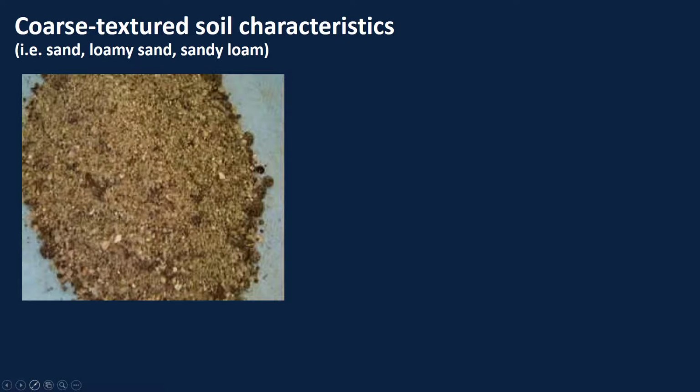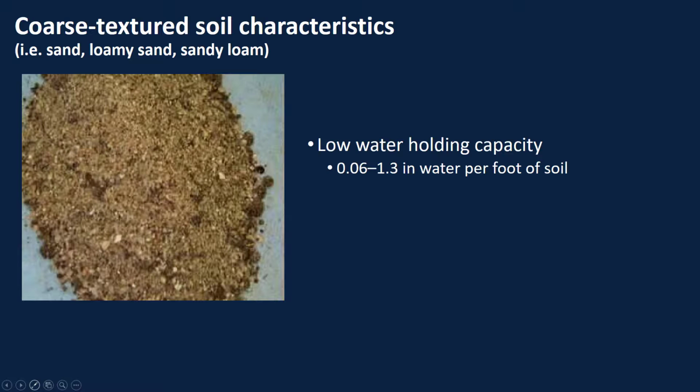So if we contrast that to a coarse textured soil like we see here, we see a lot of sands in there, a lot of larger particles. These are sand, loamy sand, and sandy loam soils. Imagine it has just about the opposite attributes.